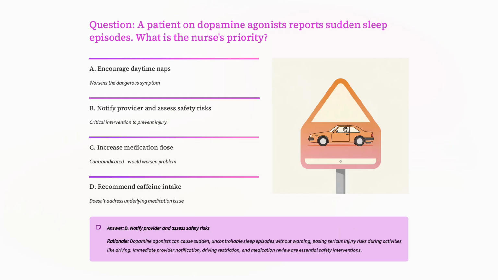Okay, so we have a patient on a dopamine agonist, and they're reporting that they're suddenly falling asleep. So that's narcolepsy. So what is your priority? What is the most important thing if a patient is having narcolepsy? Do we want to encourage daytime naps, or do we want to notify the doctor and assess our safety risks? Do we want to increase the medicine, or do we want to recommend caffeine?